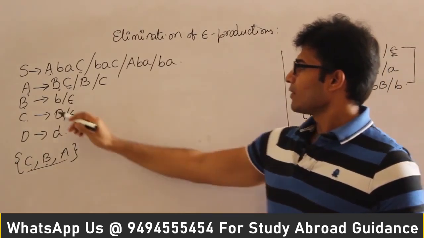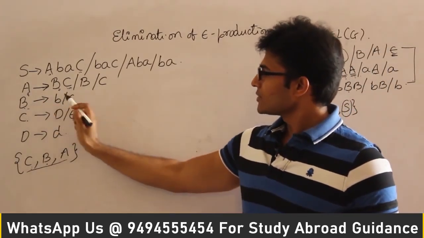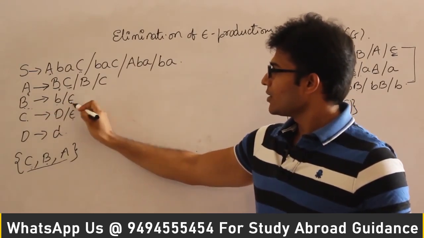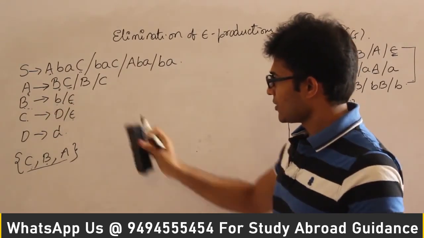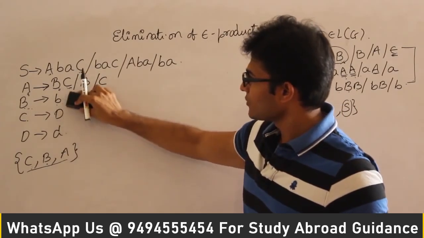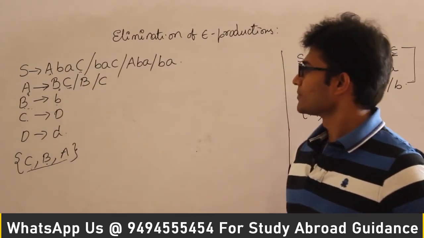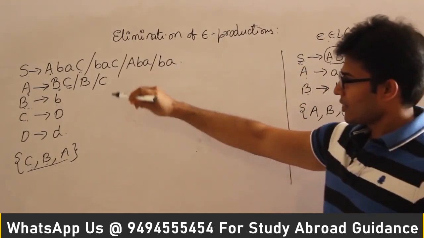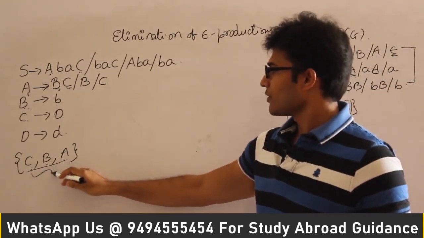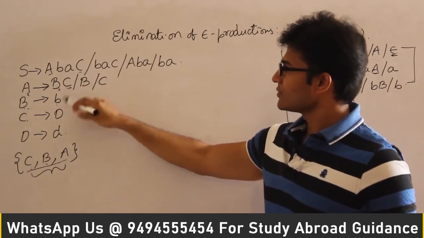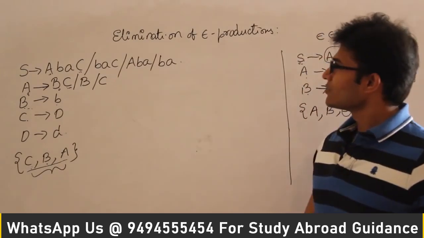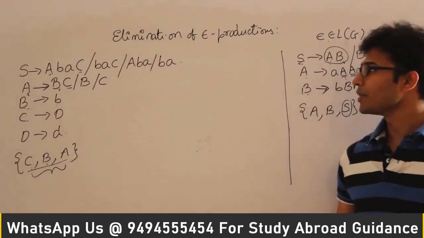Okay. Now see this, B derives small b or epsilon. You can remove all the epsilon productions, that's it, right? In the right hand side, wherever a nullable symbol is there, you write the production with it as well as without it. So that is how we got all these productions. Okay, so this is how we eliminate the epsilon productions.